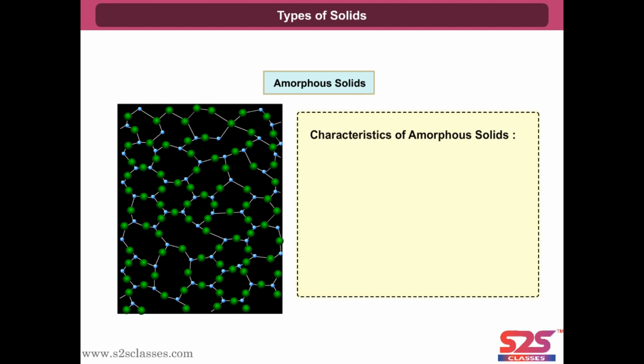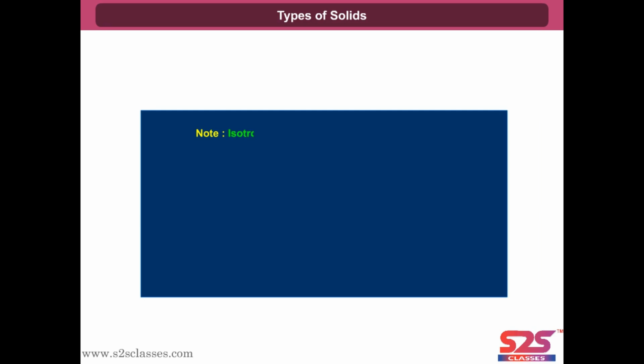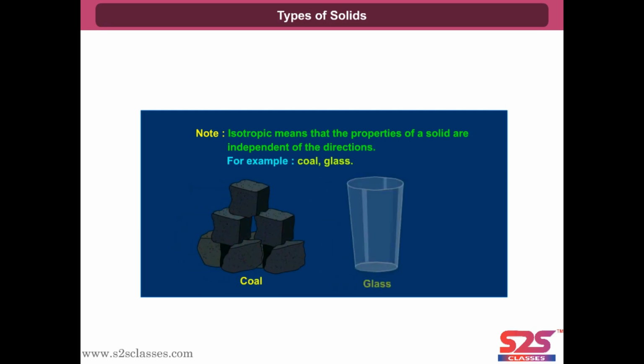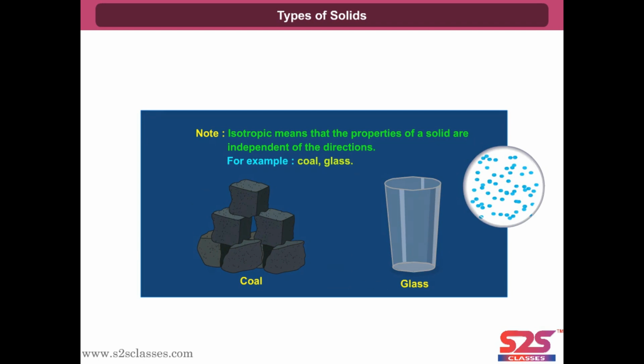Characteristics of amorphous solids. The units of an amorphous solid or non-crystalline solid are arranged in an irregular manner. They do not have a sharp melting point. These solids have short-range order. These are isotropic in nature. Note: isotropic means that the properties of a solid are independent of the directions. For example, coal, glass. The major differences between crystalline and amorphous solids are given in the table.